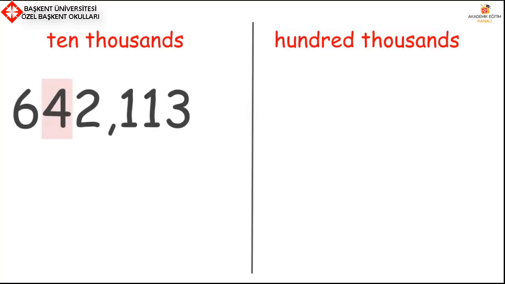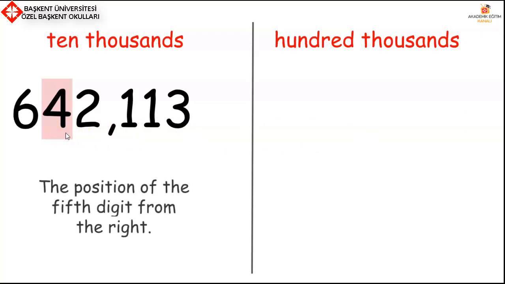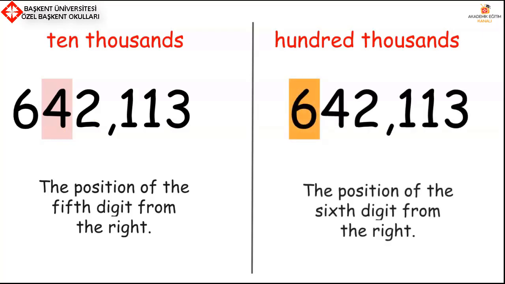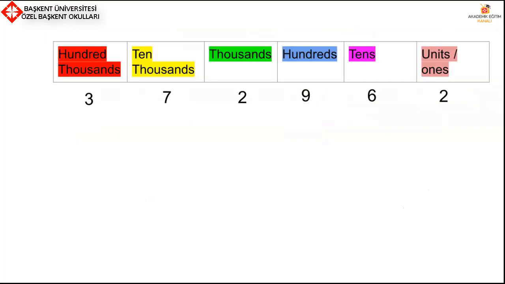Ten thousands. Remember, the same as when we were looking at the tens. 1 ten thousand is 10,000. 2 would be 20,000. In this case, we're looking at the number 4, so it would be 40,000. And it's the position of the fifth digit from the right. And 100,000s. Position of the sixth digit from the right. 600,000. 800,000.